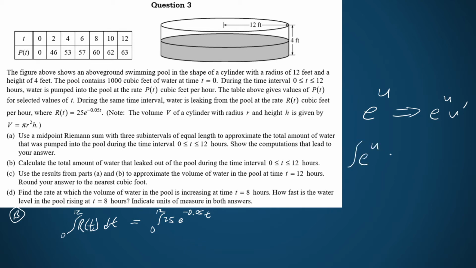When I integrate e to the u then, what should happen? When I derive e to the u, I multiply by u prime. So when I integrate e to the u, I should do the opposite.